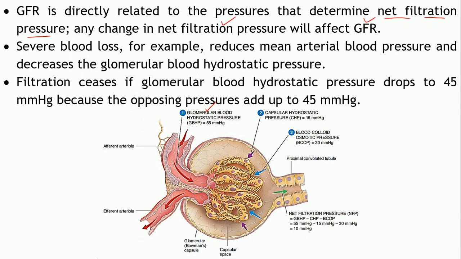Say for example, there is severe blood loss. What will happen? The blood volume will get reduced, right? So low volume means what? The blood pressure will be decreased. Low blood pressure means the pressure exerted by the blood on the capillary walls will also get decreased, right? The hydrostatic pressure also will be reduced. So what will happen to your GFR? Obviously, it will reduce, right? GFR will get reduced. So that's not a good sign, right?